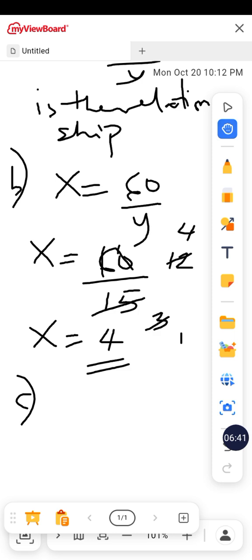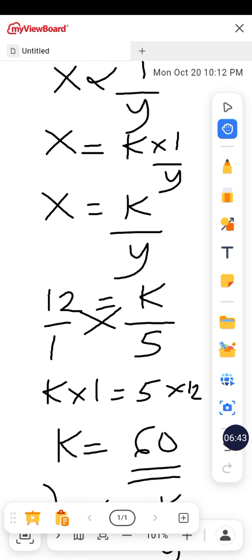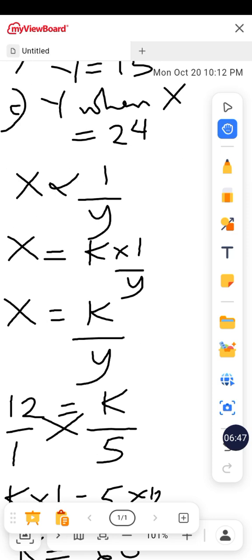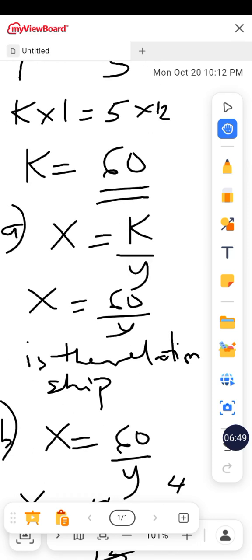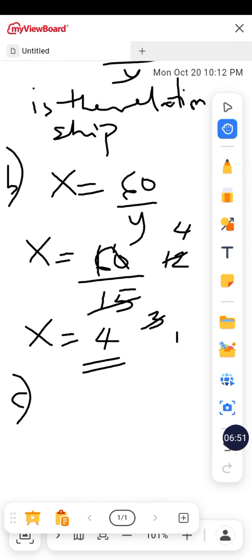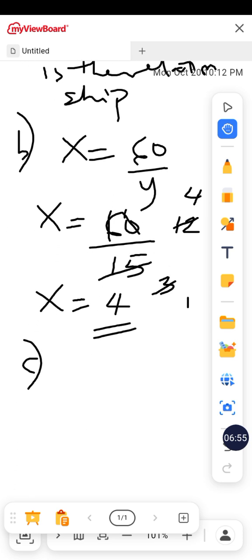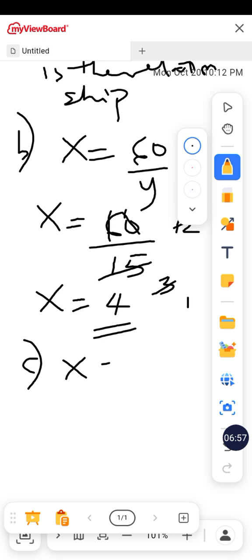Okay, so let's go to C. Let us see what C is requiring us to do. C says find the value of y when x is 24. Like I told you, you always go back to your equation. Your equation is where you are going to move from. And our equation is x equals 60 over y. So question C says find y when x is 24.